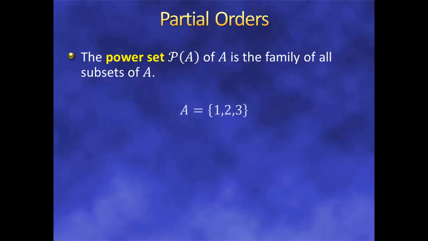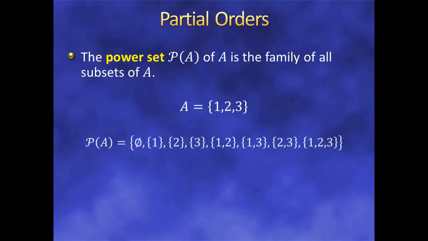For example, suppose A is the set {1, 2, 3}. Then the power set of A, written P(A), will contain 8 elements, each of which is one of the possible subsets. We have the null set, the set containing 1, the set containing 2, the set containing 3, the set containing 1 and 2, 1 and 3, 2 and 3, and finally the whole set itself, {1, 2, 3}. Then the subset relation on this power set is an example of a partial order.